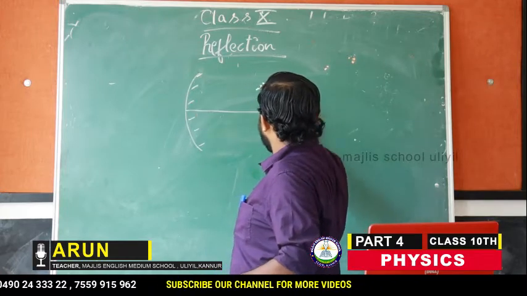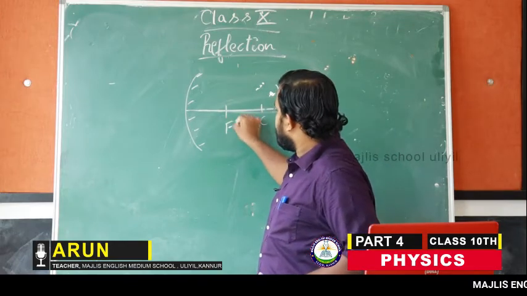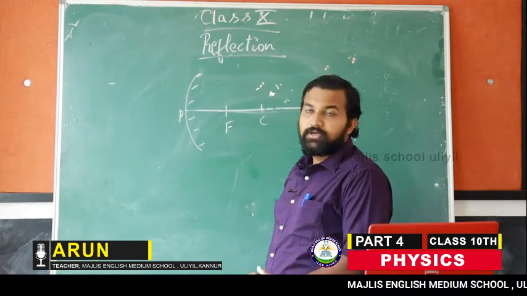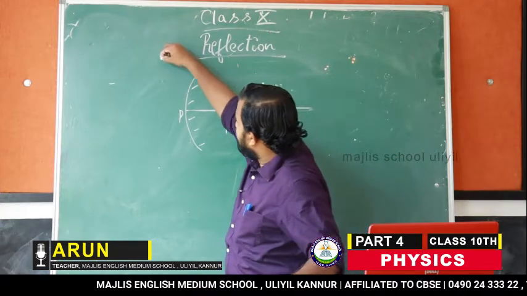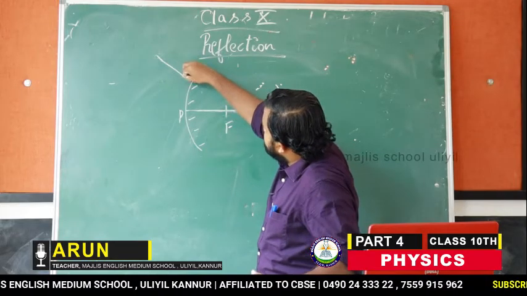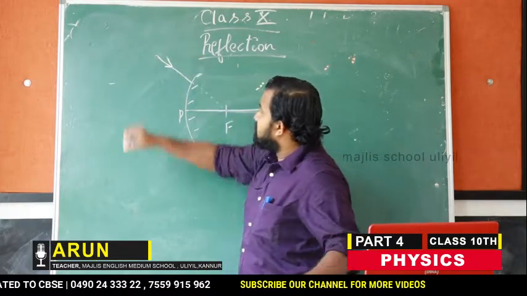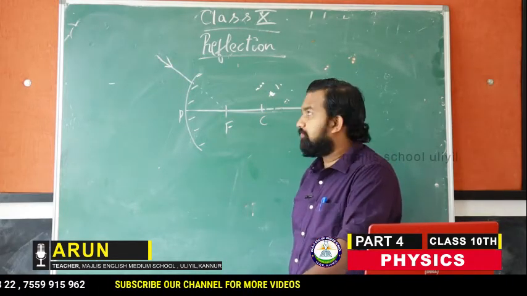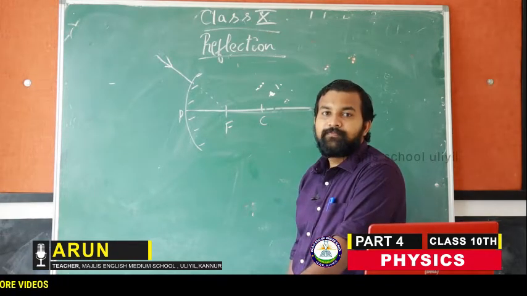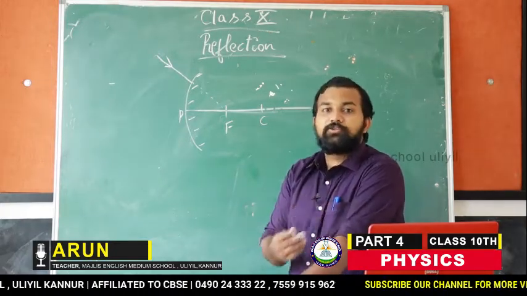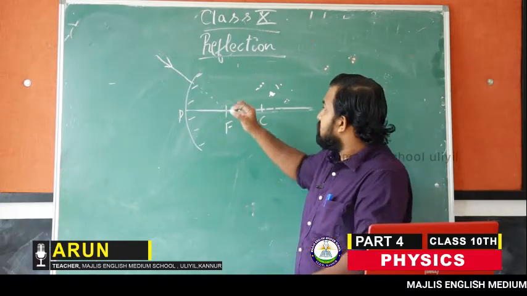Okay. So one more ray, the next type. Convex mirror, center of curvature, principal focus, pole. Okay. So here the ray is coming in such a way that it is passing through the focus. So what will happen? In the case before, what was happening? The ray coming through the focus will go parallel to the principal axis in order to follow the laws of reflection. So here also the laws of reflection apply. So what will happen?